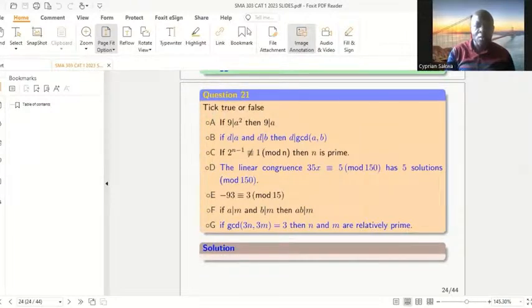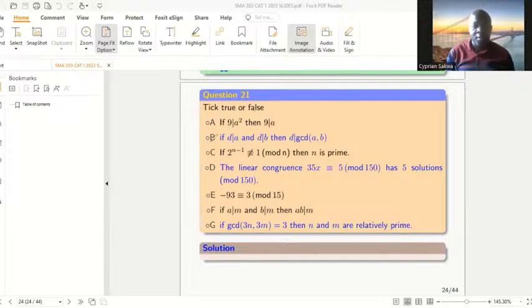This question says tick true or false. A: If 9 divides a square, then 9 divides a. You know that vertical line means divides. It's not slanted. Slanted means something different. This also means something different. But I'm using this vertical line.